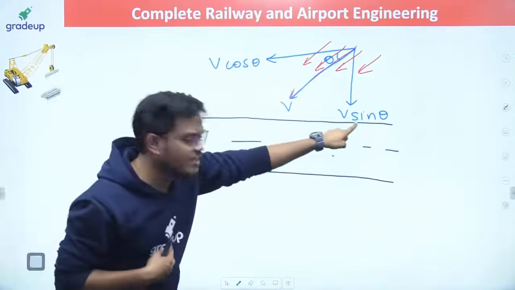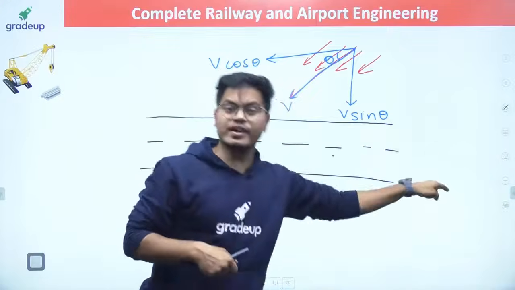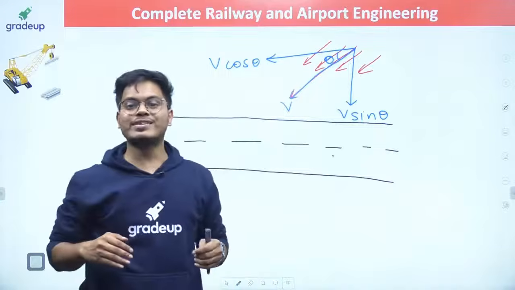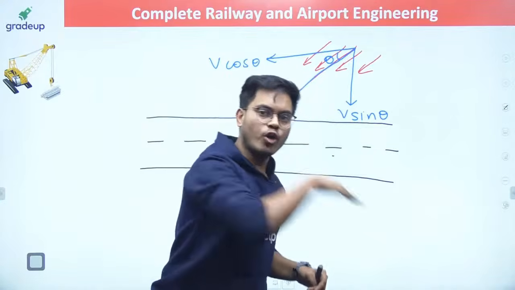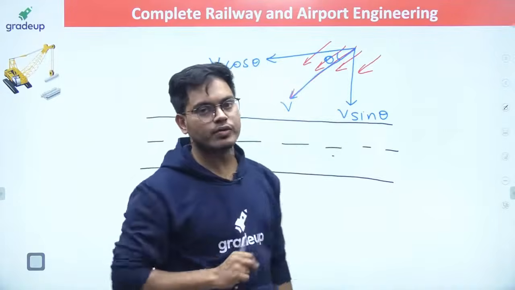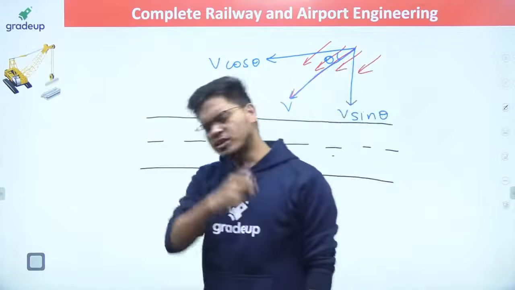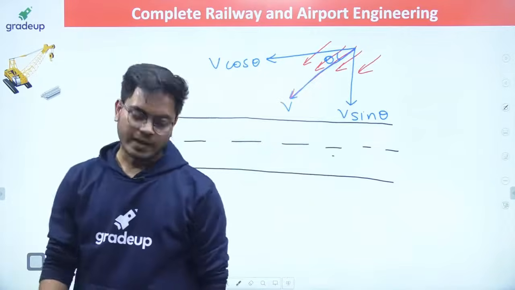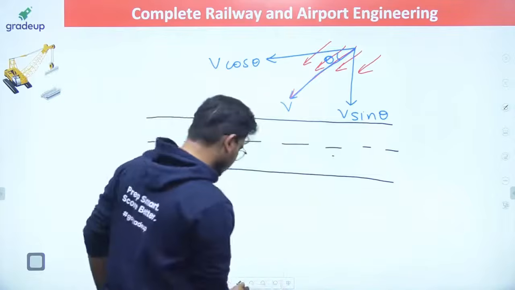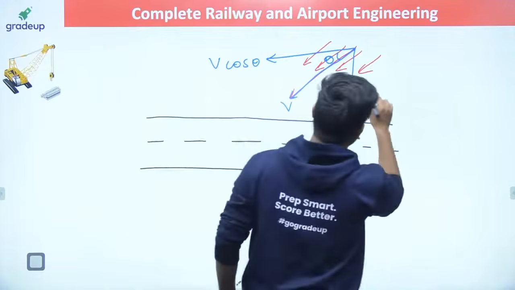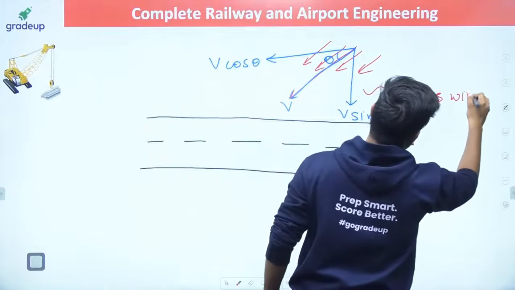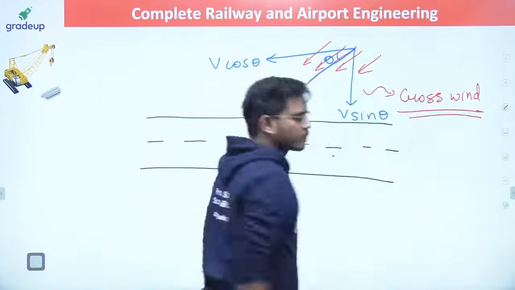But this V sin theta is always interfering with my action, whether I am taking off or landing. Taking off or landing, it doesn't matter. This V sin theta interferes with both actions. Right, guys? Now, this particular wind is known as crosswind. This normal component of wind is known as crosswind.